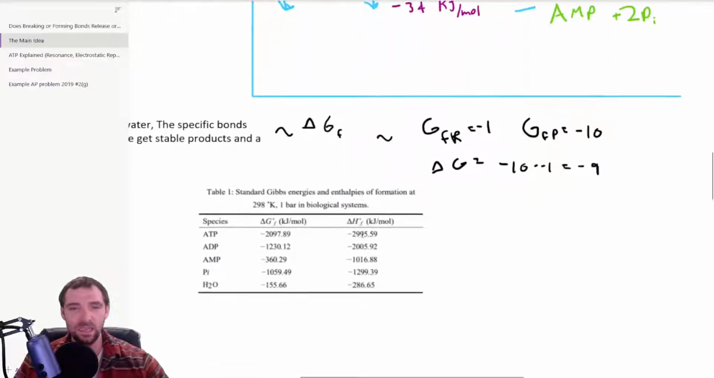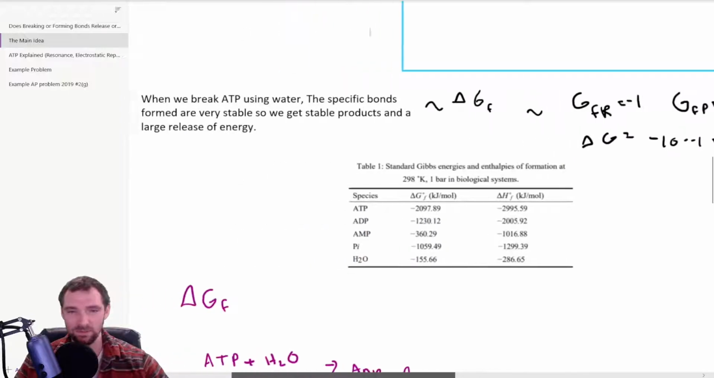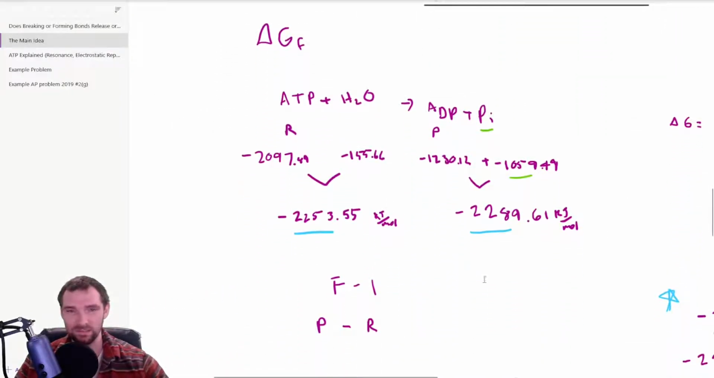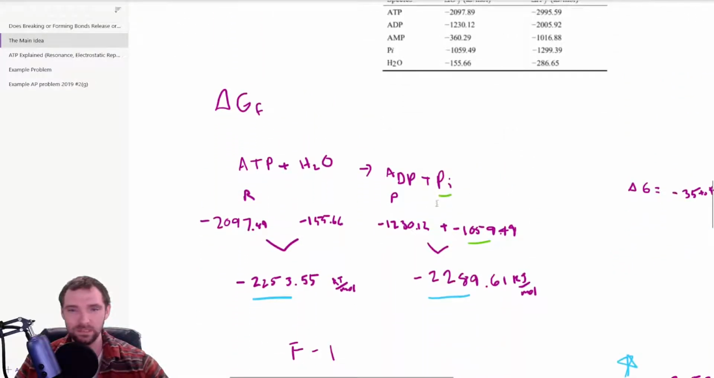And so you can actually look at the amount of energy it takes to form these compounds, and you can actually prove this mathematically. You can look at how much energy they're releasing. And I did a little bit of math here. You can see that this is the amount of energy it takes to form the reactants. This is the amount of energy it takes to form the products. I got that from this table here.